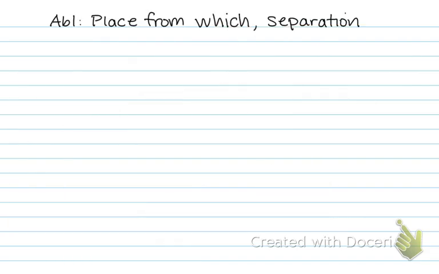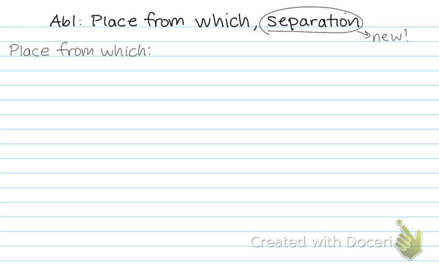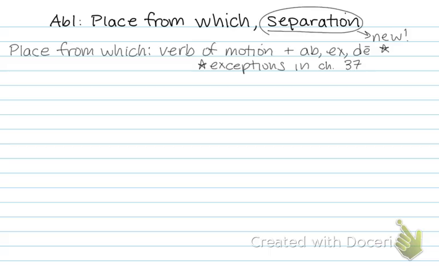All right, our last concept is 2 uses of the ablative, place from which and separation. Now we've actually seen place from which before, without giving it a name, in Wheelock. Separation is the only new one. Okay, so examples of place from which. These use a verb of motion plus usually a preposition, which would be ab, ex, or de. There are a few exceptions where you don't use a preposition, and we will learn those in chapter 37.